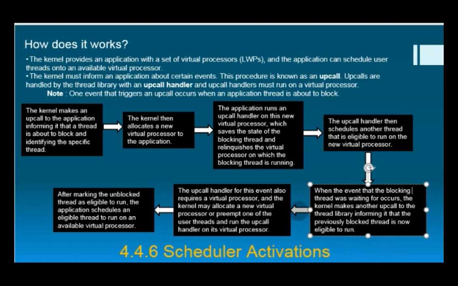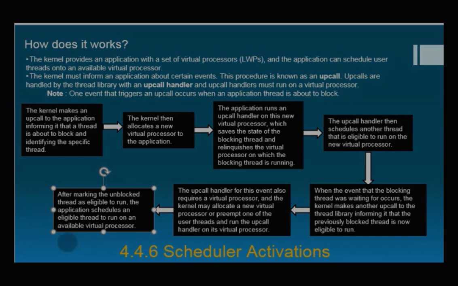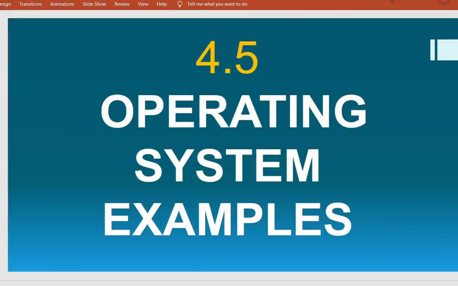The app call handler for this event also requires a virtual processor, and the kernel may allocate a new virtual processor or preempt one of the user threads and run the app call handler on its virtual processor. And lastly, after marking the unblocked thread as eligible to run, the application schedules an eligible thread to run on an available virtual processor.